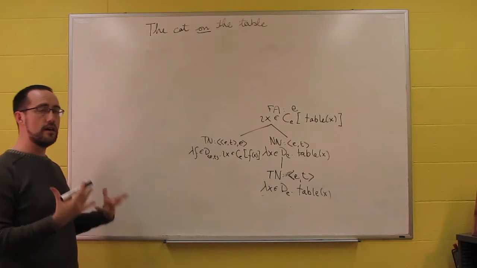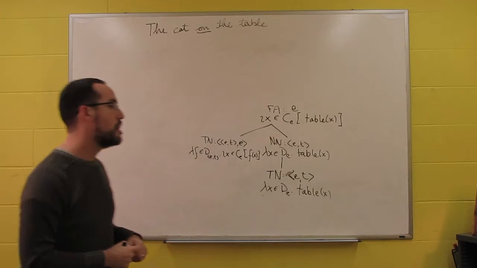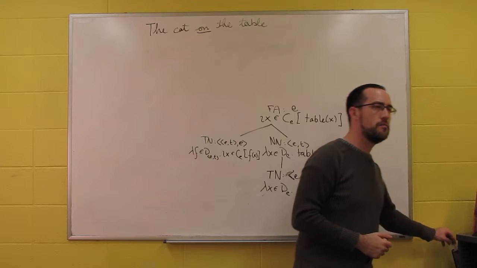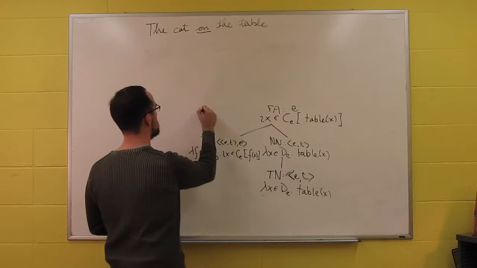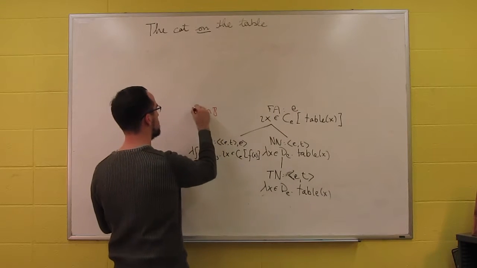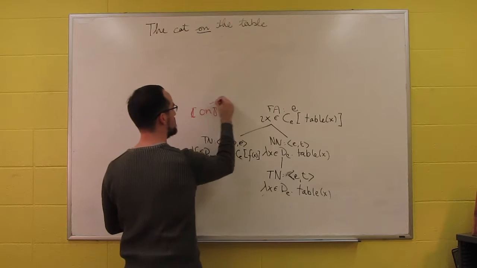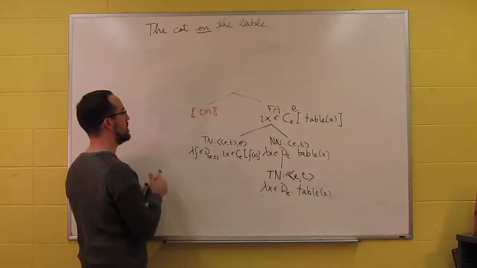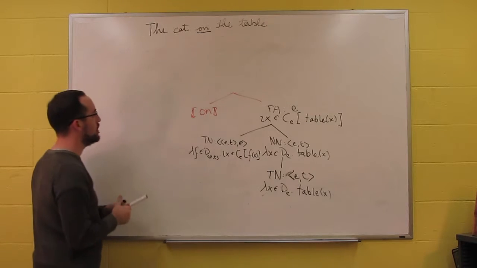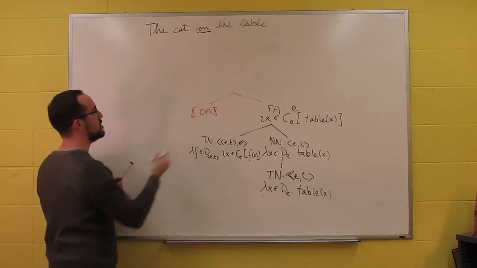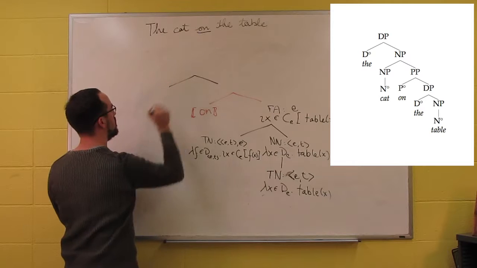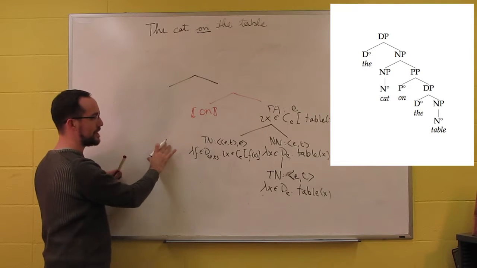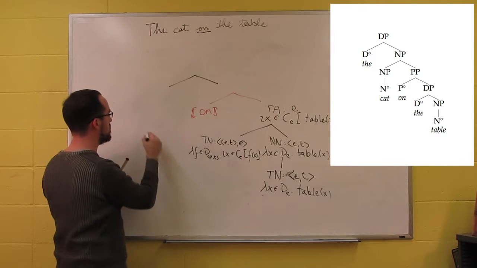So far, so good. We have our table, right? The table. Now we want to add on. But that's the mystery, right? We don't know what the meaning of on is. And we don't know what its type is. Okay. So we'll leave it like that and move on. Now, given the syntax, we know that this will combine with the noun phrase cat. And we know what cat means.